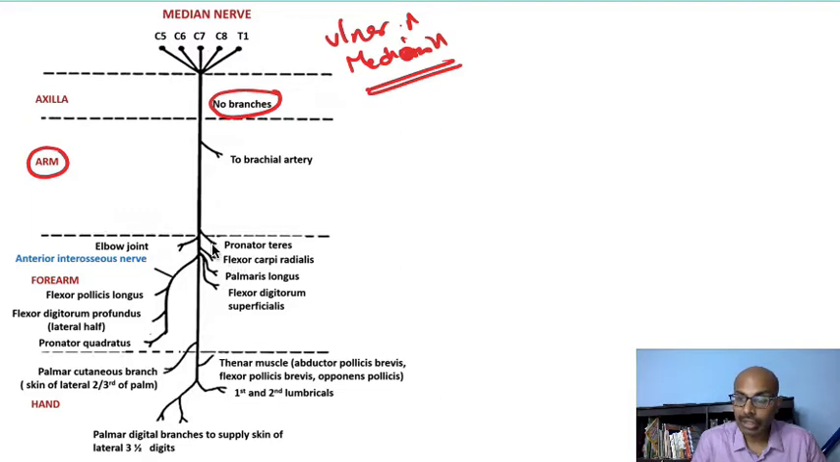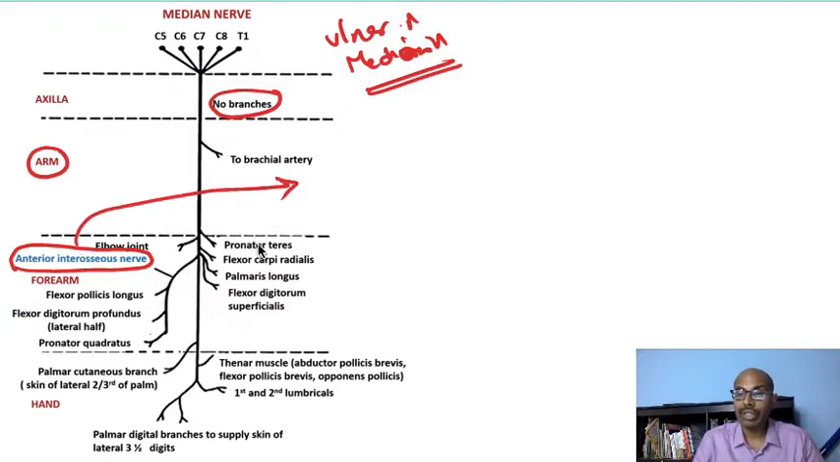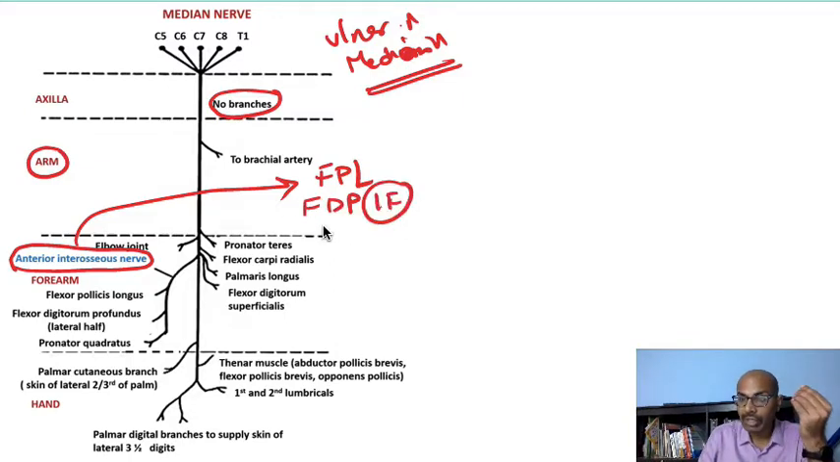At the level of the cubital fossa and just below it, about 2 to 3 finger breadths below the level of the elbow joint, it gives away a major branch called the anterior interosseous nerve. All of us know the anterior interosseous nerve is a major branch of the median nerve. It supplies 3 significant muscles that you must know of. The first one is flexor pollicis longus, that is to flex the IP joint of the thumb. FDP of the index finger is mainly supplied by the anterior interosseous nerve. The third muscle is the pronator quadratus muscle.